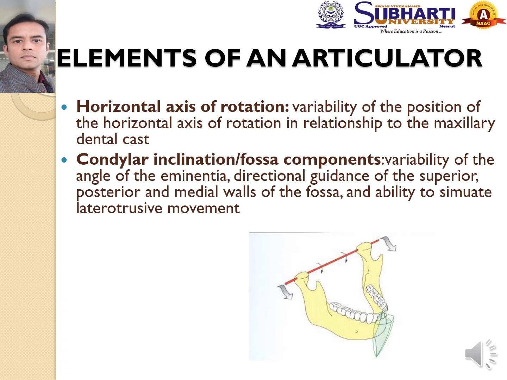And the second element is the condylar inclination. As we know, we have the condyle in the mandible and the glenoid fossa in the upper member, that is the temporal bone. So the inclination of our glenoid fossa determines our condylar inclination. So it is the variability of the angle of the eminentia, directional guidance of the superior, posterior and medial wall of the fossa, and the ability to simulate laterotrusive movement. Well, we will discuss it in later slides.